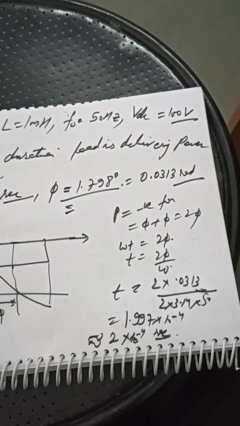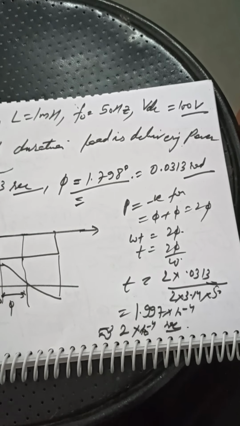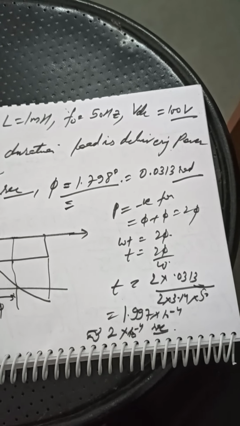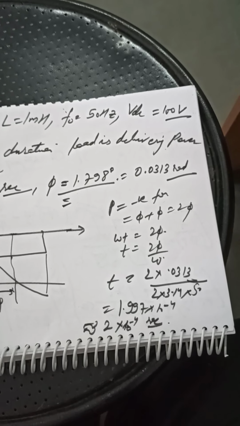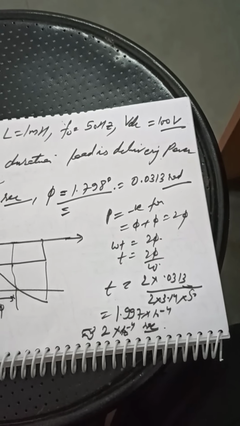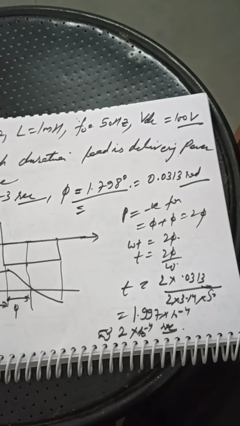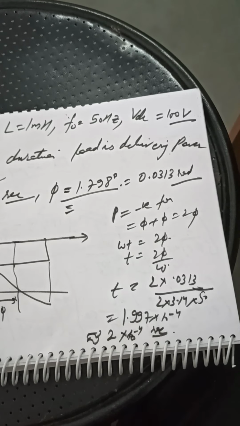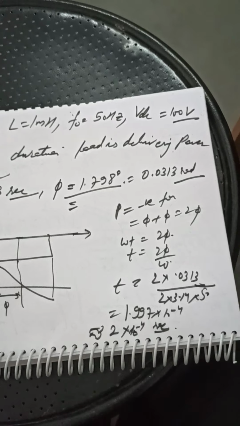So simply we will put omega t equal to 2 pi, and we will get the value of t by doing 2 pi by omega, and this is the desired answer that we will get. The answer can be given in the form of phi also, or in the form of time also, depending on our choice.